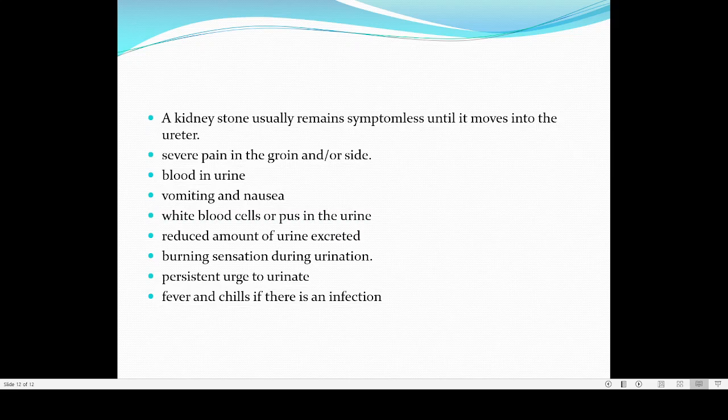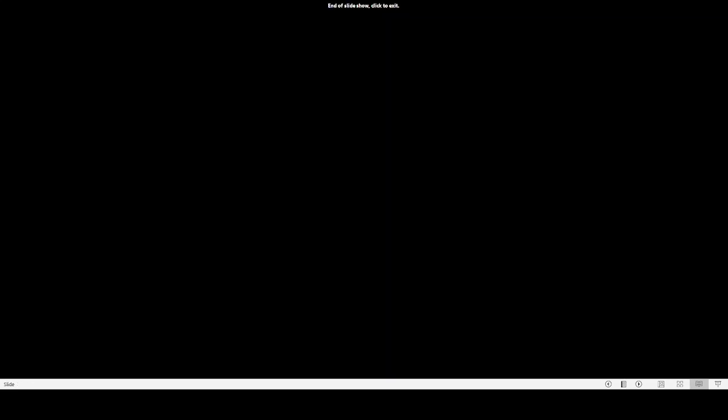Then there is a persistent urge, a persistent need to go to the toilet to pass urine, because the urination may not be complete every time. A little amount of urine will be remaining, and that will cause you to pass urine again and again, and there will be bacterial infection. So these are some of the problems of kidney stones.